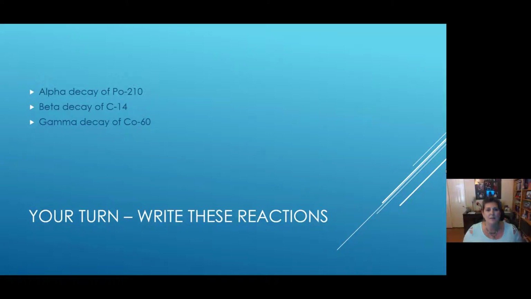Hello Chem 107 students, we are back for our fifth video for chapter 10. It is a long chapter, and we're going to start by writing these reactions. We have alpha, beta, and gamma decay or emission reactions to do.